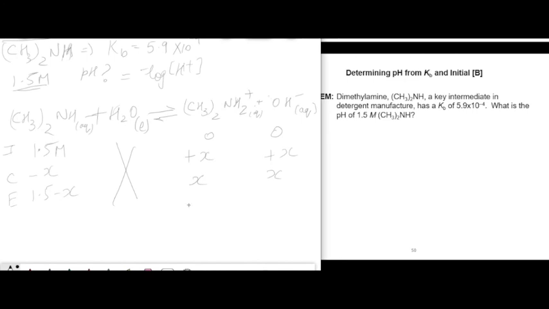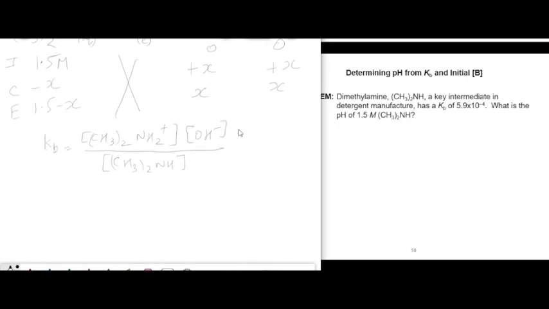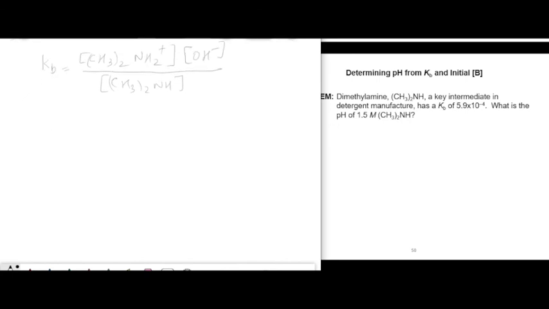I can solve for x. If I know x, I would know what my OH ion concentration is. So how can we solve for x? We know that this is a base, so Kb is going to be equal to the products, which is CH3NH2 plus concentration times OH minus concentration, divided by the reactant, which is CH3NH concentration, and we can ignore water since it's a liquid, right?